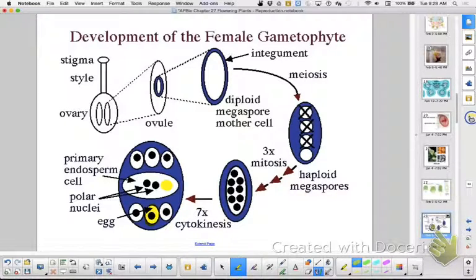It's either going to go into 1 seed leaf, monocot, or 2 seed leaves, dicot. Angiosperms have what's called double fertilization. You have a sperm that fertilizes the food and a sperm that fertilizes to form the diploid zygote.